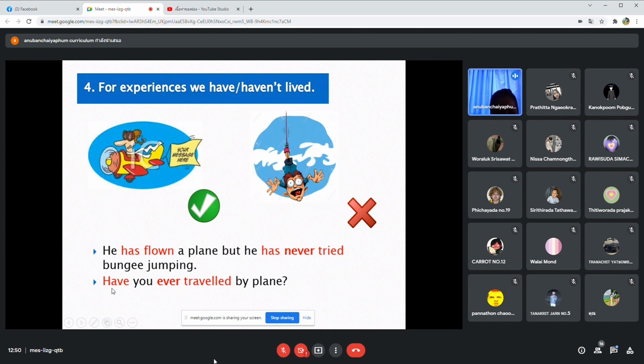Another example: have you ever traveled by plane? So this one is your interrogative, right? Started with have you ever traveled by plane? So this is another use of the present perfect tense: experiences that you have tried and you haven't tried yet. Next, the time expressions are ever and never. So just remember the time expressions just, for, since, ever, and never in the sentences.